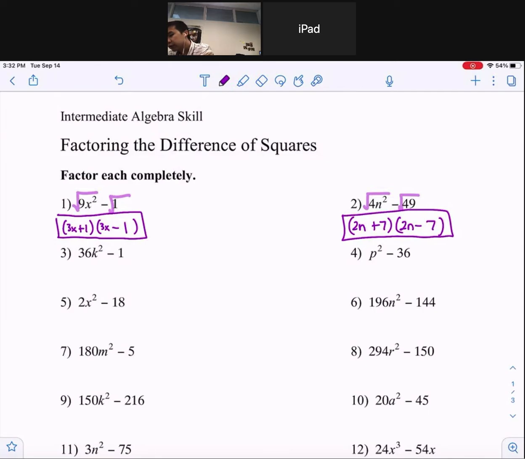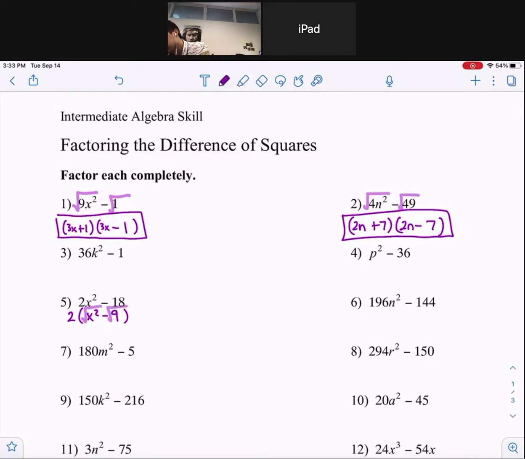Number 5, 2 and 18 are not perfect squares, meaning there are no two same numbers that, if you multiply them together, would give you those numbers. So what you can notice is you can factor out a 2 from both. 2x squared divided by 2 is 1x squared. Negative 18 divided by 2 is negative 9. And now take a look, right? This x squared is a perfect square and this 9.